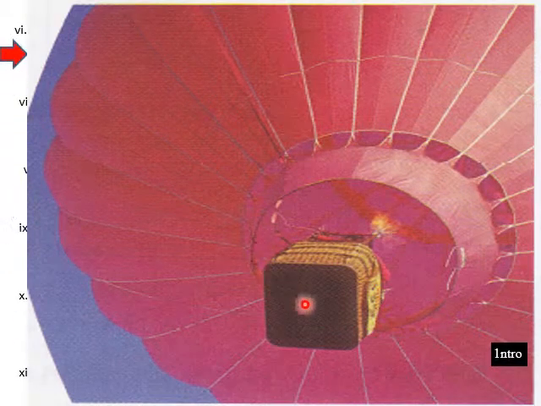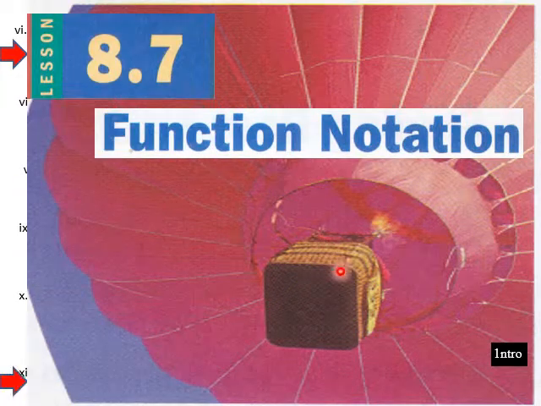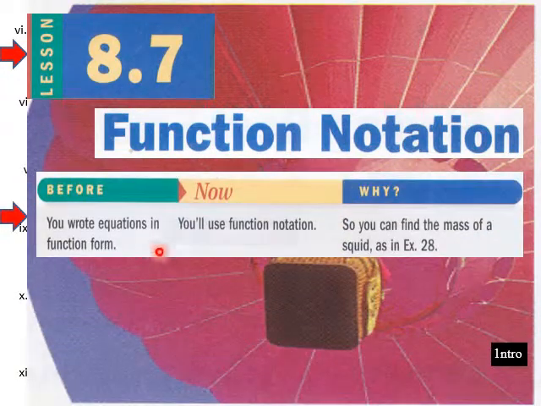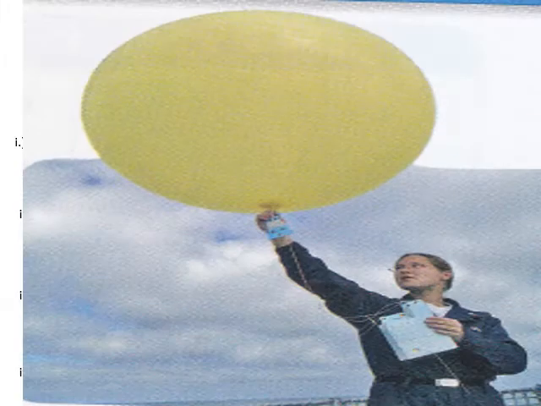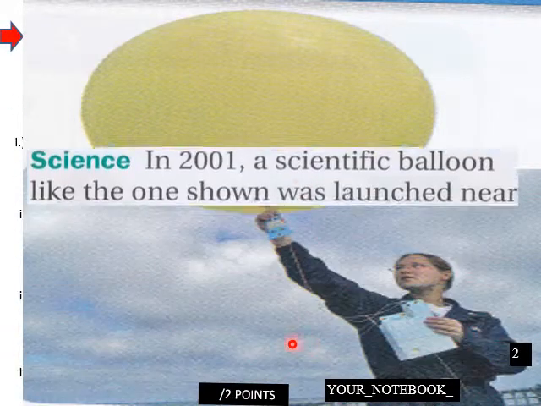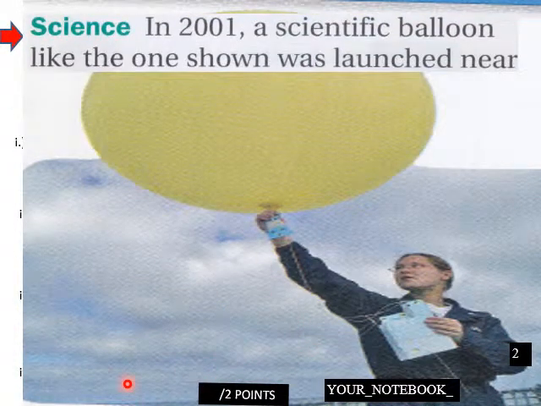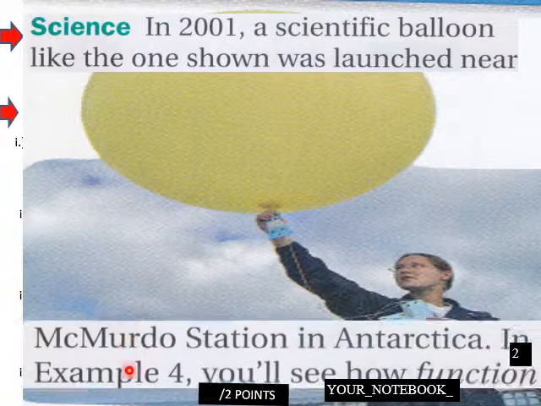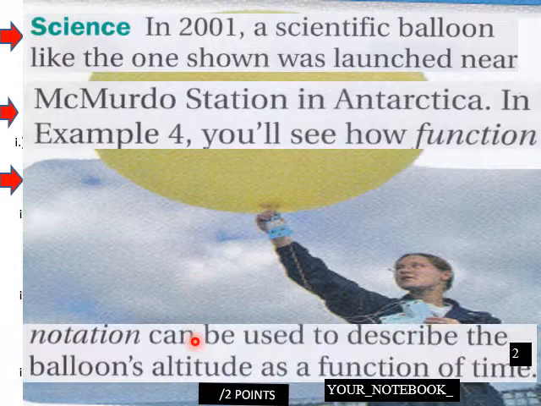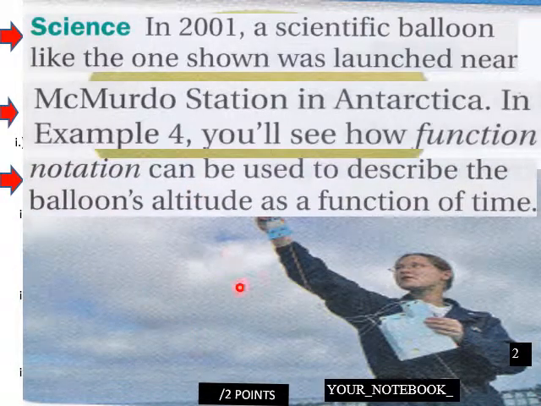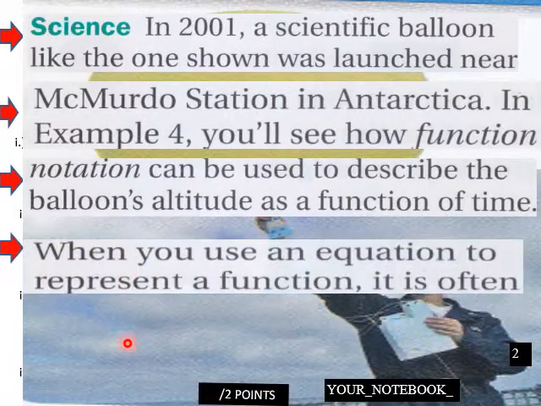Okay, into our lesson today, function notation. What's that? You wrote equations in function form. You'll use function notation so you can do some problems. In 2001, a scientific balloon like the one shown was launched near McMurdo Station in Antarctica. In example 4, you'll see how function notation can be used to describe the balloon's altitude as a function of time. This is in part 2 of the lesson.